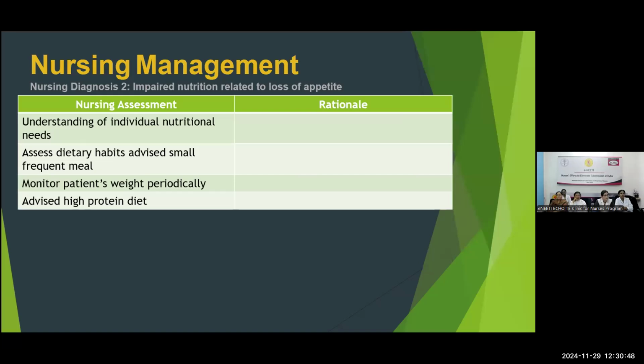Second, the nursing diagnosis was impaired nutrition related to loss of appetite. For understanding individual nutritional needs, the nursing assessment was to assess dietary habits and advise small and frequent meals. She has been advised to take small amounts of meals at frequent times to digest properly, to monitor the patient's weight periodically, and to follow a high protein diet.